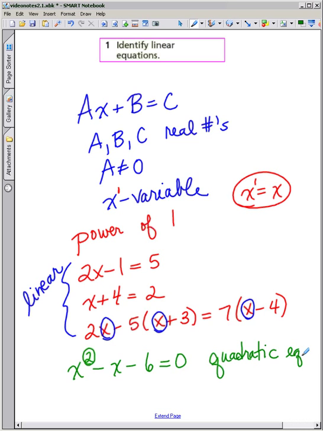Okay? Or 1 over x is equal to 3. This is called a rational equation. We'll get into this in chapter 6. But here the variable is, you might say, raised to the power of 1, but it's in the denominator of a fraction. So that's called a rational equation, not linear.